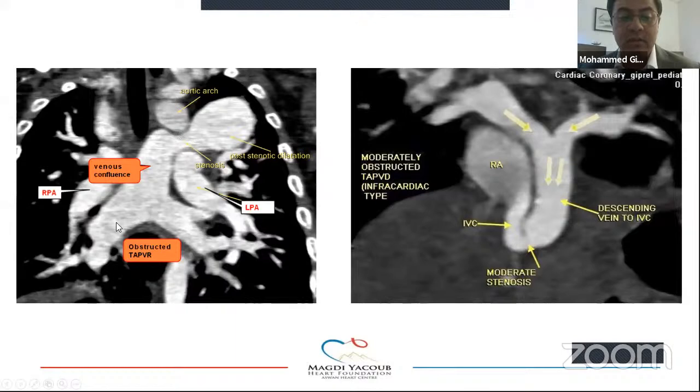As you see here, these are the pulmonary veins, drains into venous confluence, which in turn passes between the aortic arch and the LPA, shows relative narrowing and obstruction. Supracardiac total obstructed total anomalous pulmonary venous drainage, and this one, venous confluence also. These are the pulmonary veins, right and left, drains into the posterior chamber of venous confluence, which in turn drains into the IVC, shows here moderate to severe stenosis. Okay.